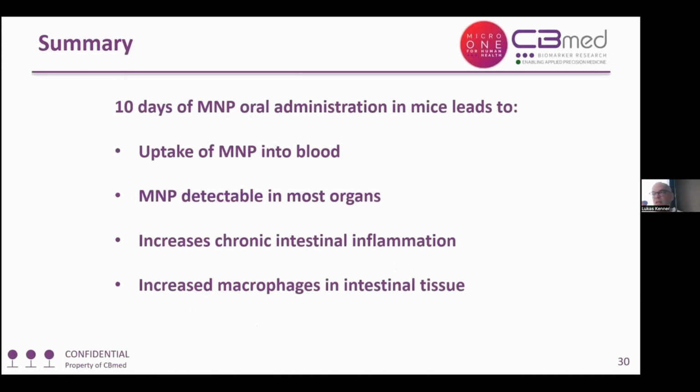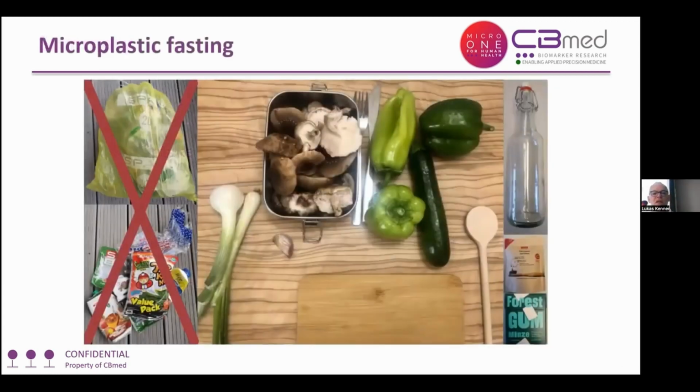So in summary, what we found is that micro-nanoplastics are quickly taken up into the blood and enter the brain through the blood-brain barrier. We can detect these particles in almost all organs. It increases intestinal inflammation by specifically promoting M2 macrophage proliferation, and we have increased macrophages in the intestinal tissue already 10 days after feeding those mice with plastic particles.